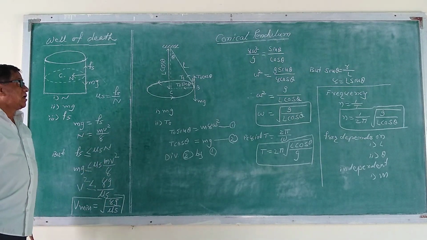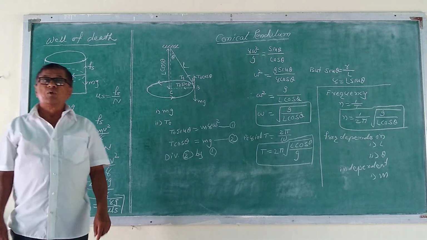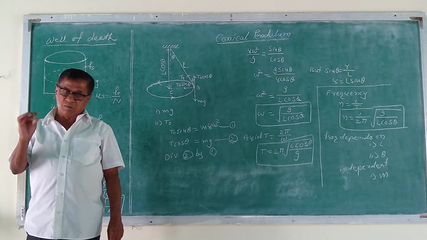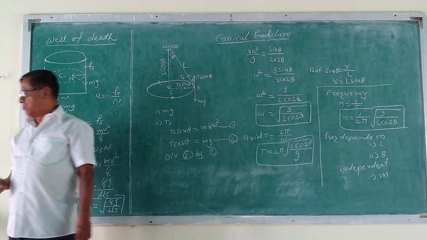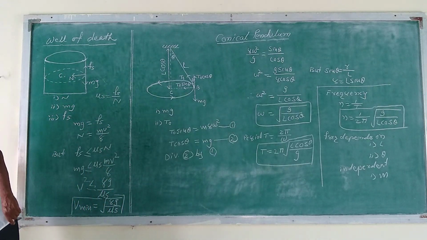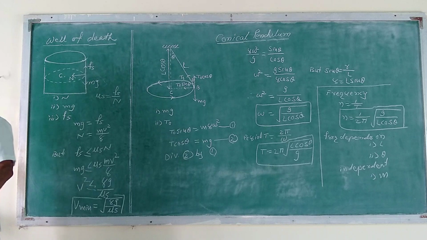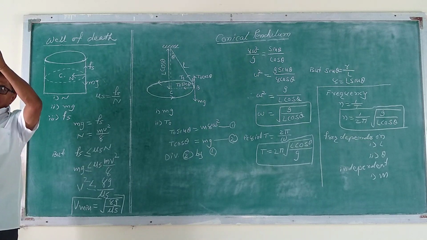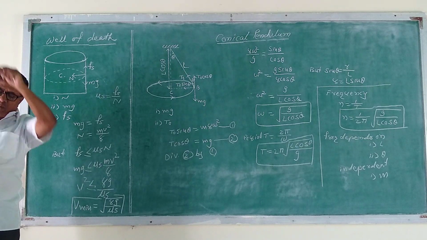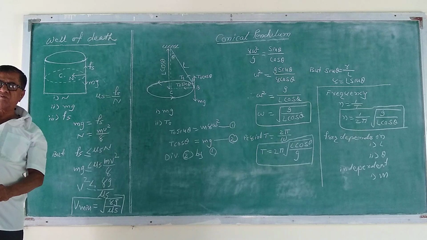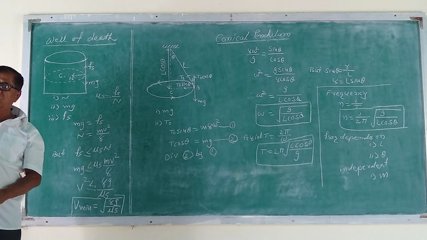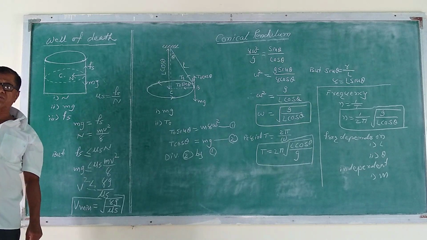Tyachyanantar, the next article is called the conical pendulum. A pendulum is a spherical bob, suspended by a massless inextensible string from a rigid support. Now suppose this one is the spherical bob, for example, suspended by the massless inextensible string from the rigid support. This is the pendulum.